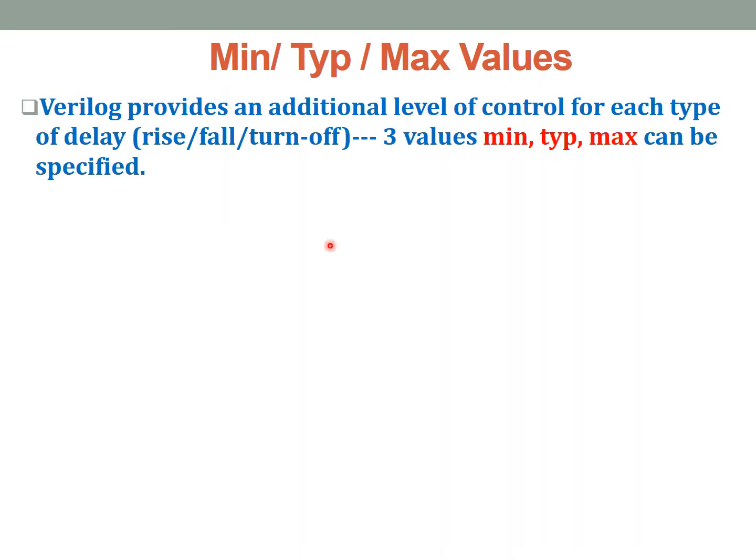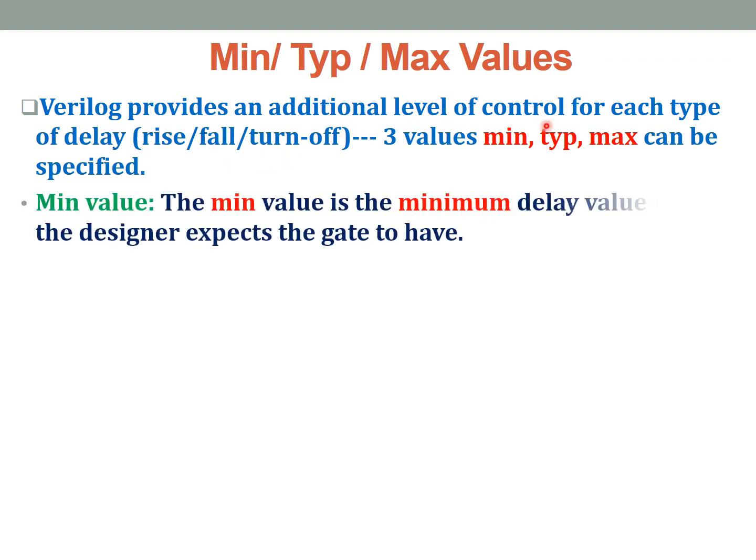Each of these rise delay, fall delay and turn off delay can have an additional level of control. That is, we can have minimum, typical and maximum values for each of the rise, fall and turn off values. So the minimum value is the minimum delay that the designer expects the gate to have. So the rise delay can have three sub values. It can have a minimum, typical and maximum value specified. So that gives the designer more scope of telling the delay. So the delay should not go lesser than the minimum. Typically we expect that value, or the maximum the delay can go up to this number.